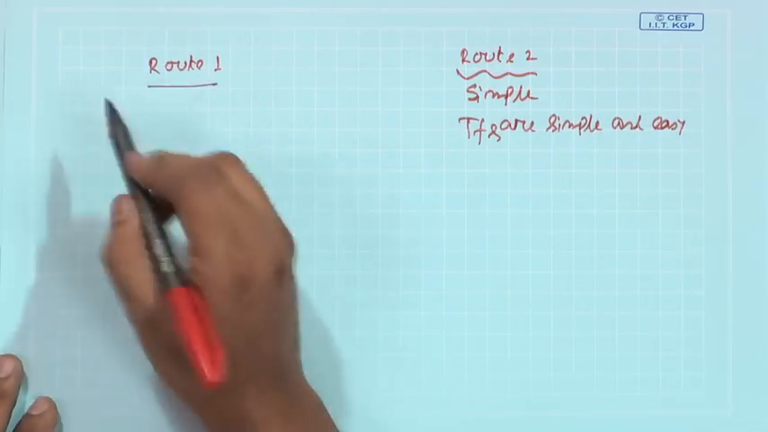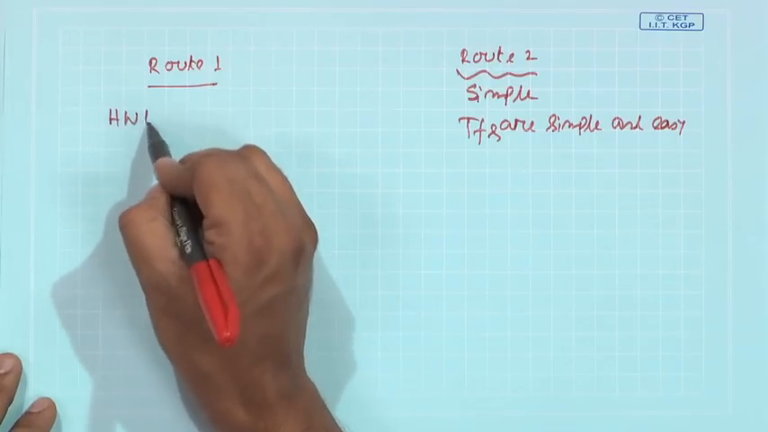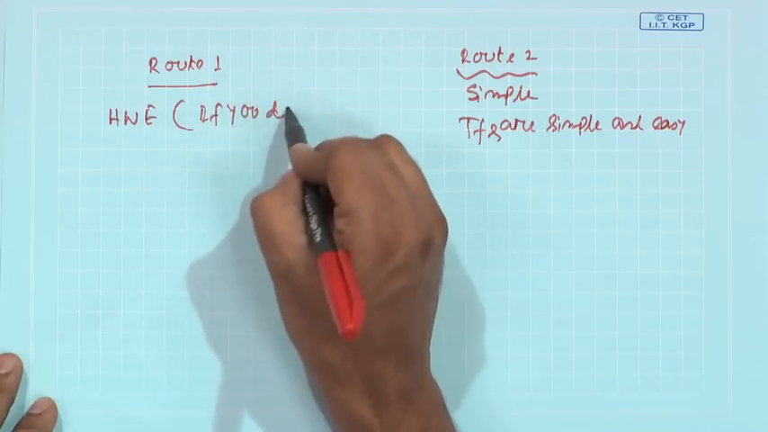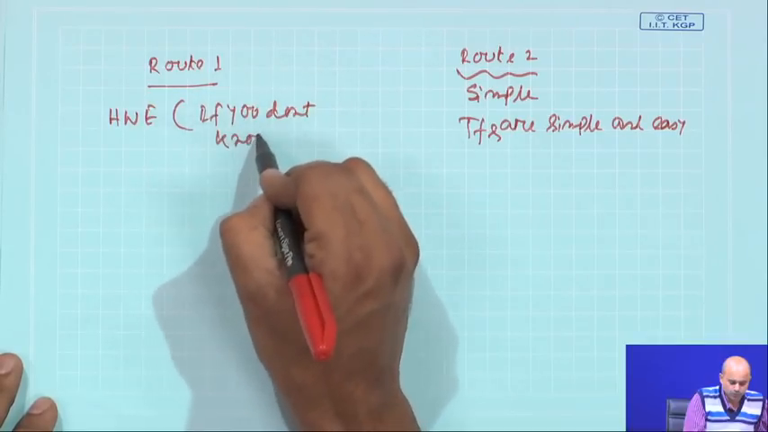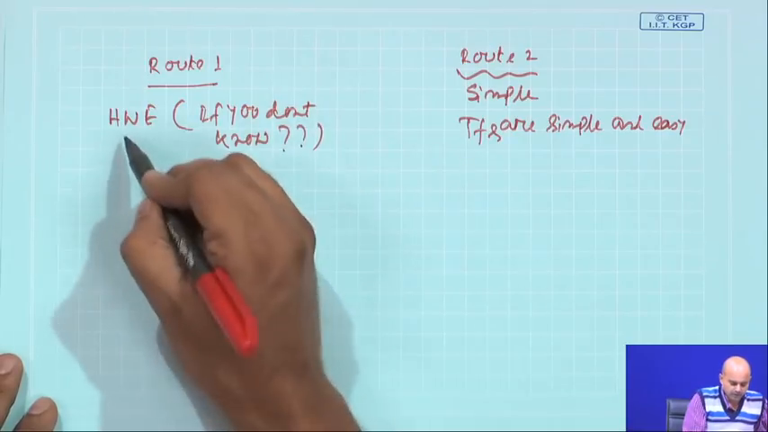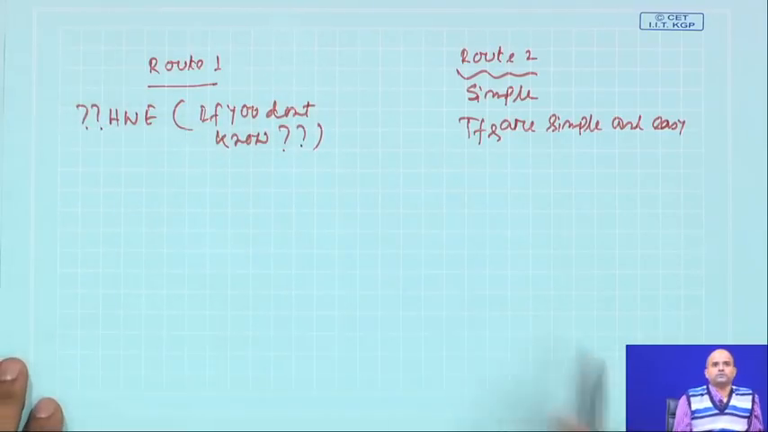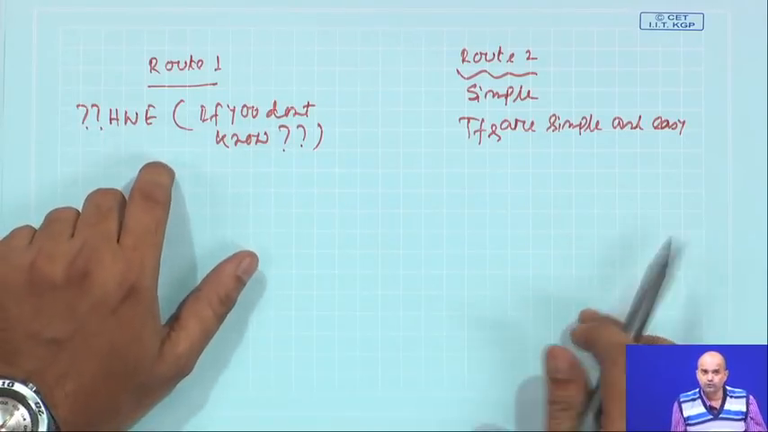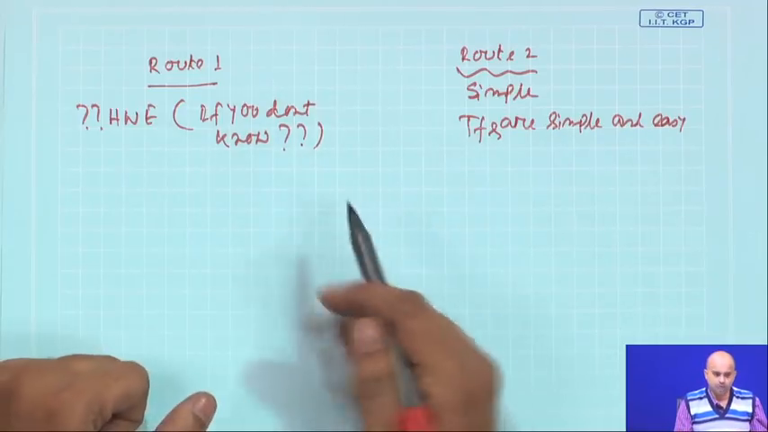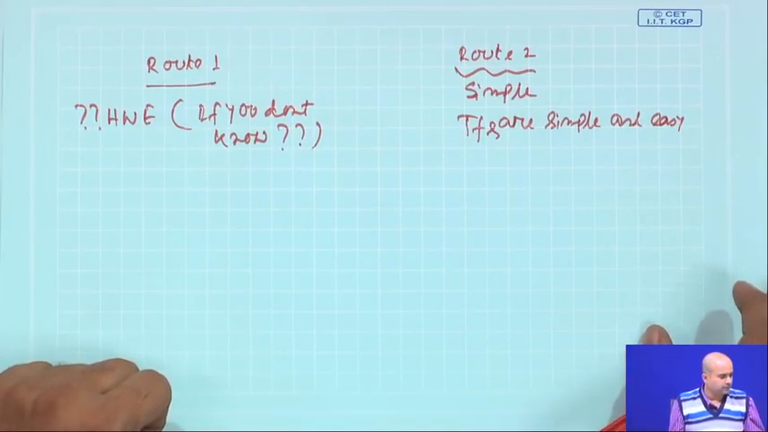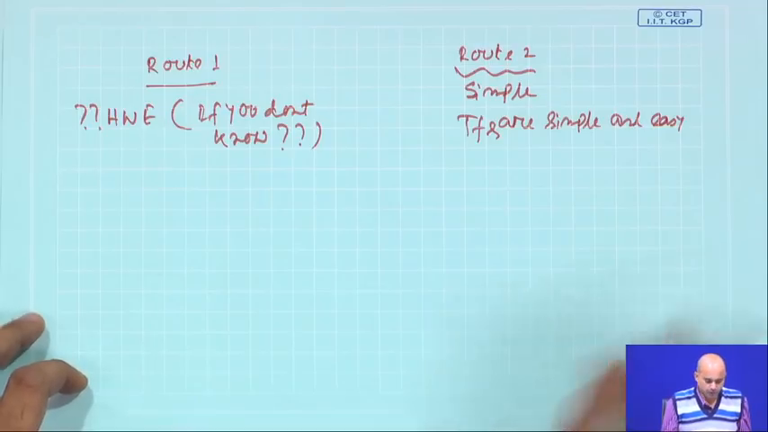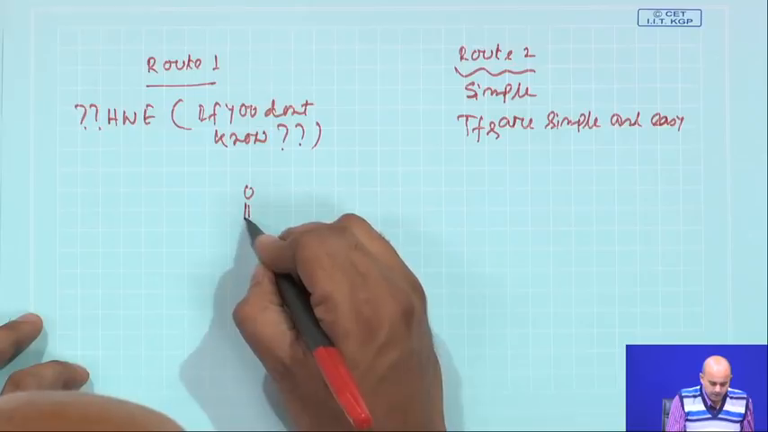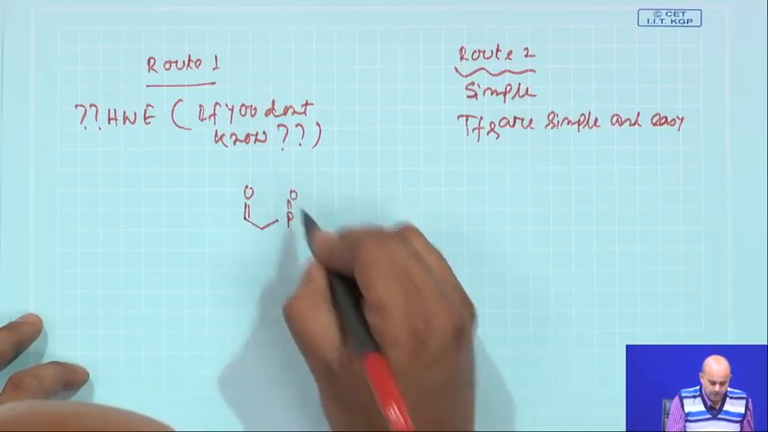Whereas in route 1, if you do not know what the Horner-Wadsworth-Emmons reaction is, then you cannot think about this route. If you do not know it, you cannot think about this transformation. That is a big drawback for this route. But if you know it, there is ample opportunity, and both routes are in principle quite possible.